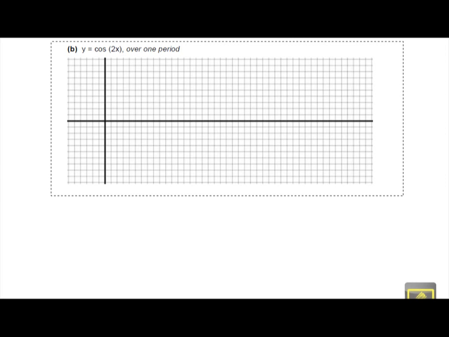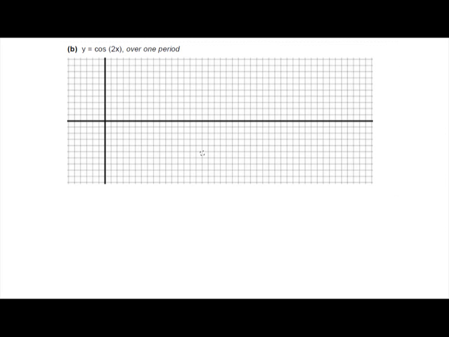Hi there. Next on graphing is the graphing of the function y equals cosine 2x over 1 period. So similar to the sine function, we need to identify the period of the graph and the amplitude of the graph. So we start with the period. Let's just name it as p.